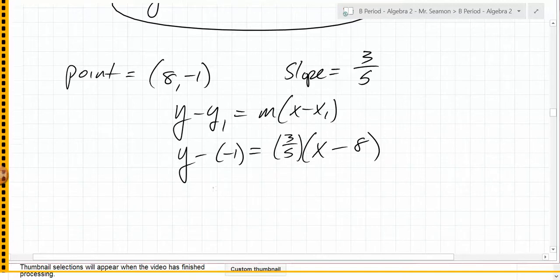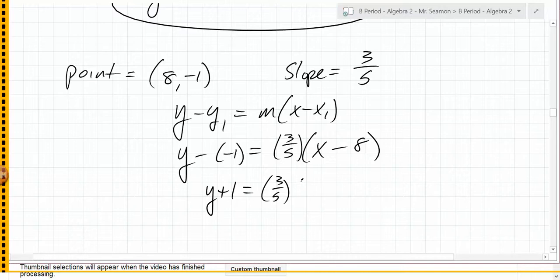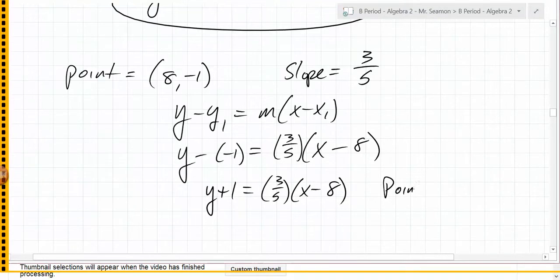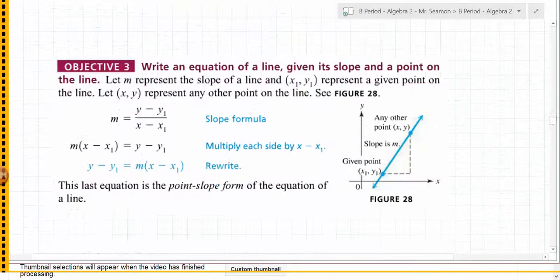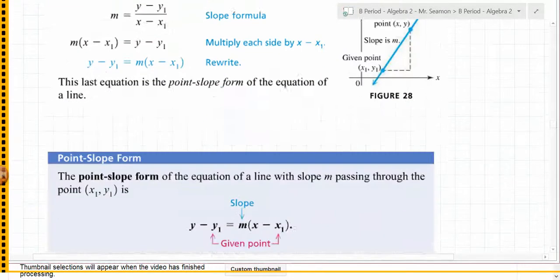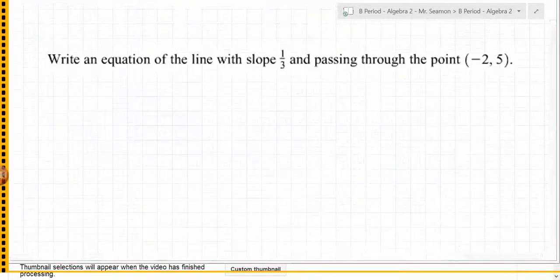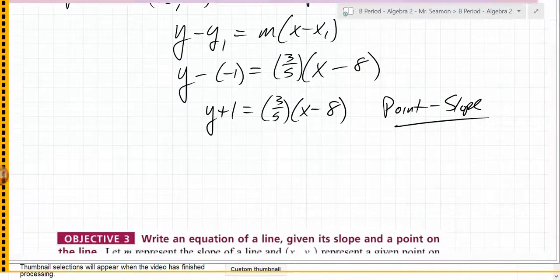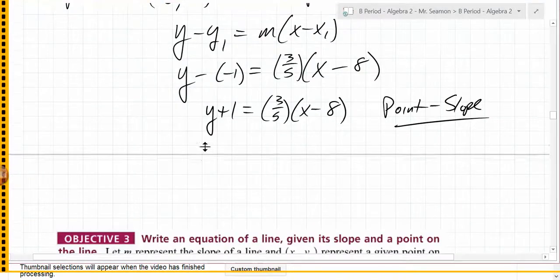Generally speaking, the double negative, yeah, this would be fine. I like this right here. Totally fine. Keep in mind, though, what form is that in? Point-slope. Totally fine. So how would you get back to slope-intercept? Exactly. So let's do that. We can do that with this one right here. If you wanted to, you need to distribute.